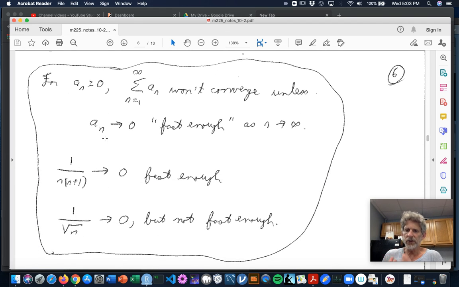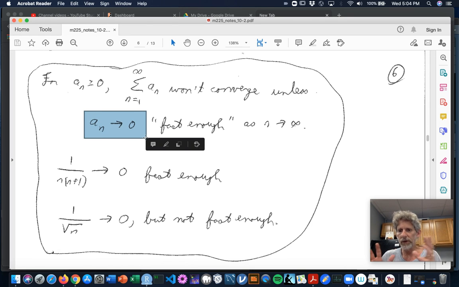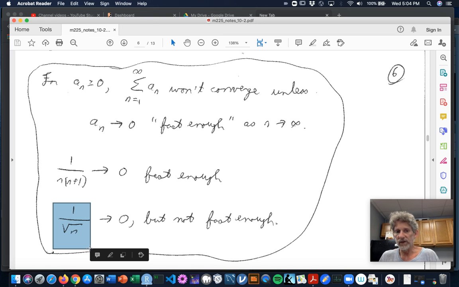So really the situation is not something for which there's one simple answer or formula. If you're looking at a sequence of positive terms, and you're wondering, does the infinite series you make out of them converge? Well, basically, it's not going to converge unless the a_n's go to 0 fast enough. 1 over n times n plus 1 goes to 0, and it went fast enough to make the sum of all of them be finite. But 1 over square root of n, even though it goes to 0, didn't go fast enough. So as you kept adding them all together, you ended up with something infinite.